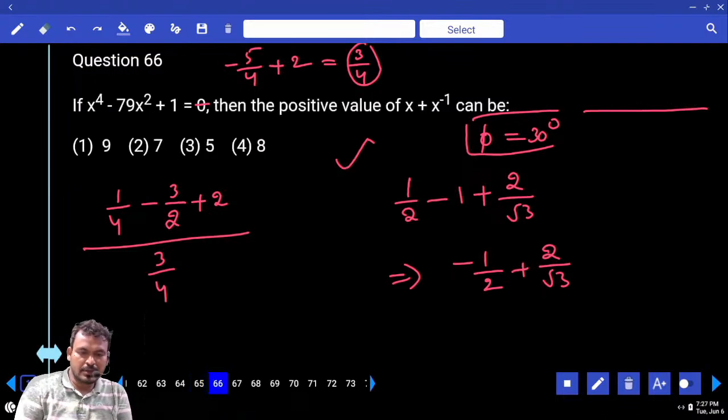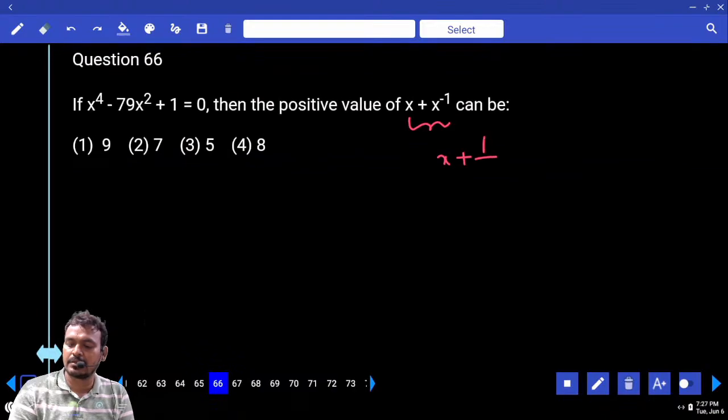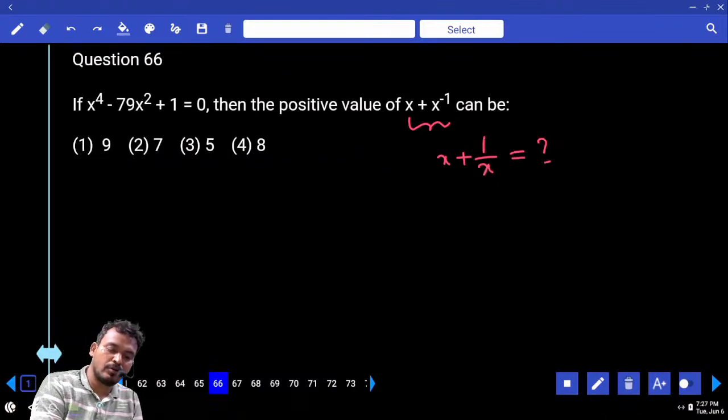Next question number 66. x power 4 minus 79 x square plus 1 equal to 0. Find the value of x plus x power minus 1. x plus x power minus 1 means x plus 1 by x equal to how much or not? And x power 4 minus 79 x square plus 1 equal to 0.